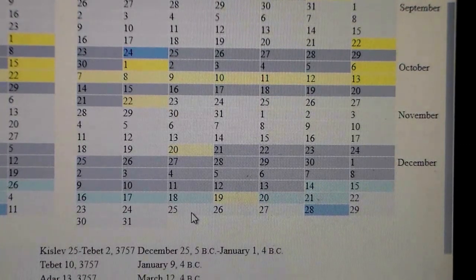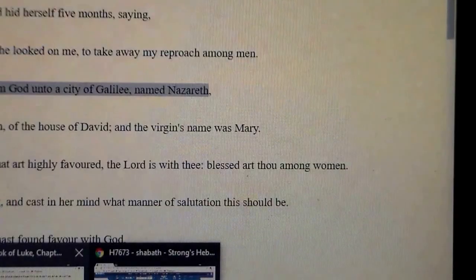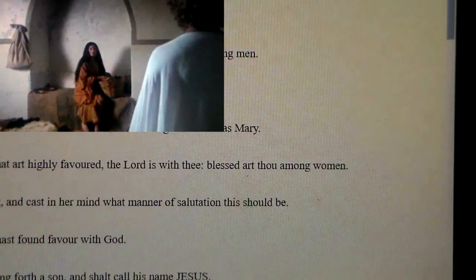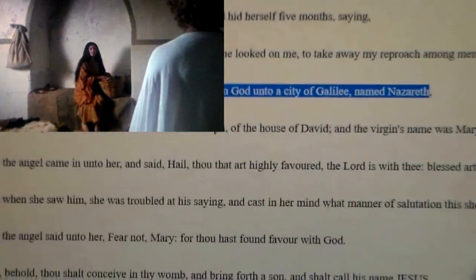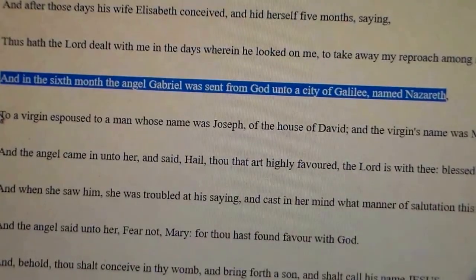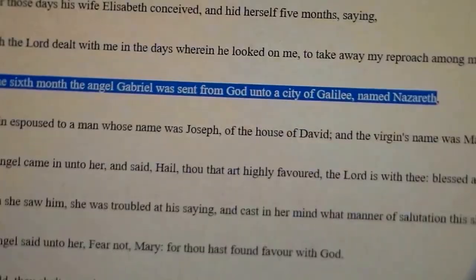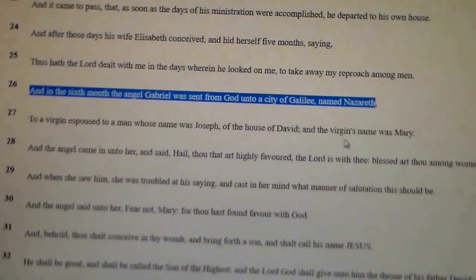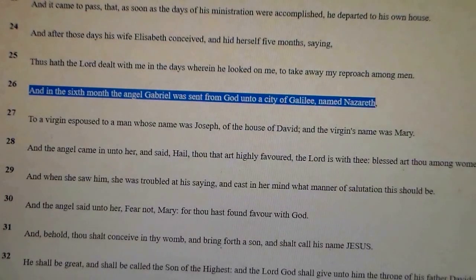So what really happened on December the 25th? Was it the birth of Christ? No. That's when the angel Gabriel came unto Mary, a virgin espoused to a man whose name was Joseph, of the house of David, and the virgin's name was Mary, right?